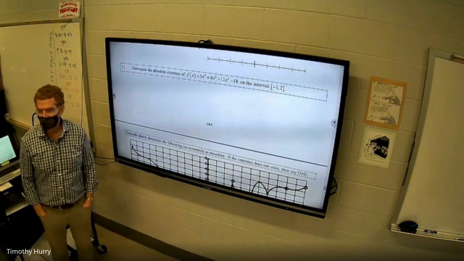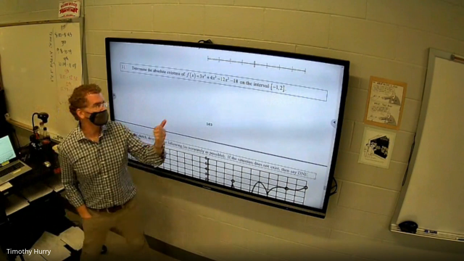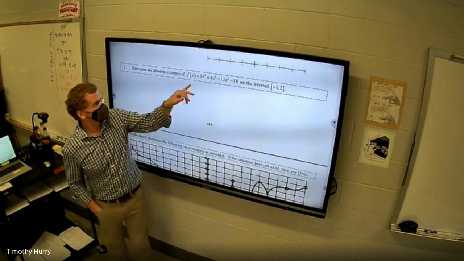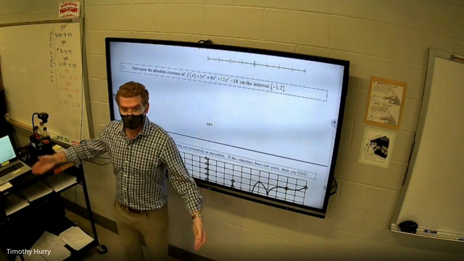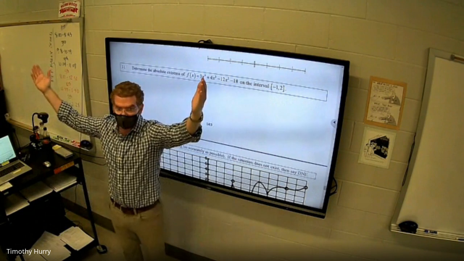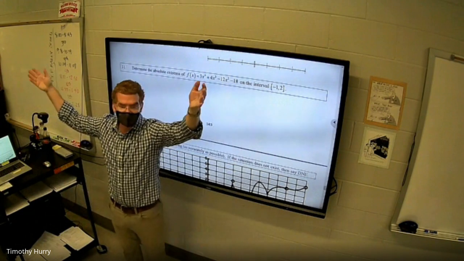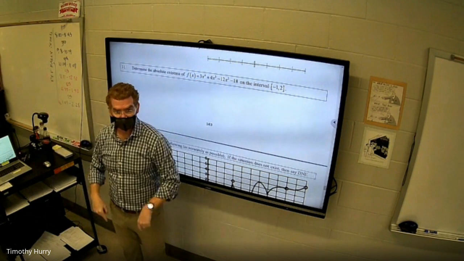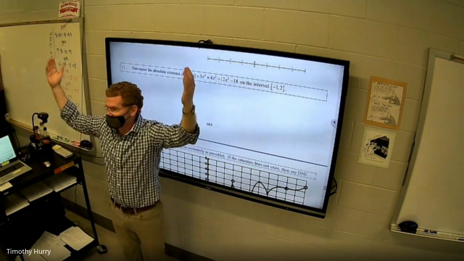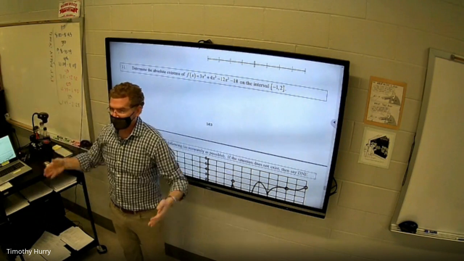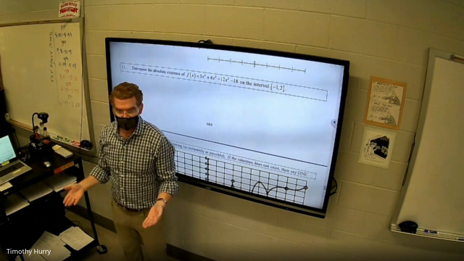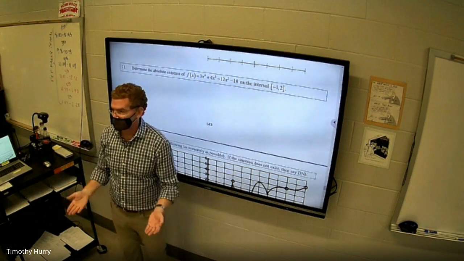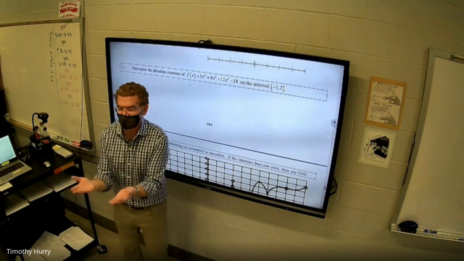What do you know about x to the fourth? If it's positive out front, it's up to the left and up to the right. So what do you know? There's not a max, but there might be a min. And the min would not, there's no endpoints, right? So what would you check? You just check the critical numbers to see if there's a min, right? Plug them all in. You still have to use them.